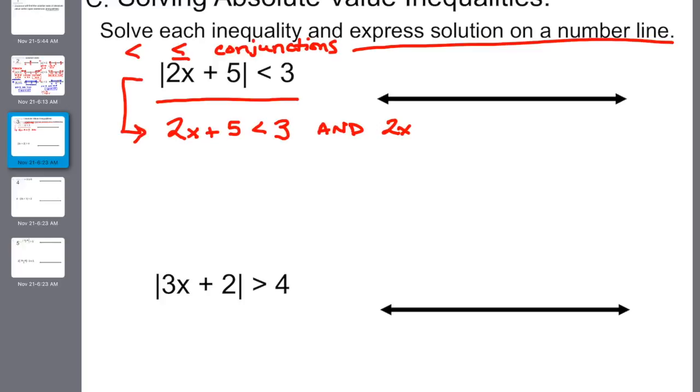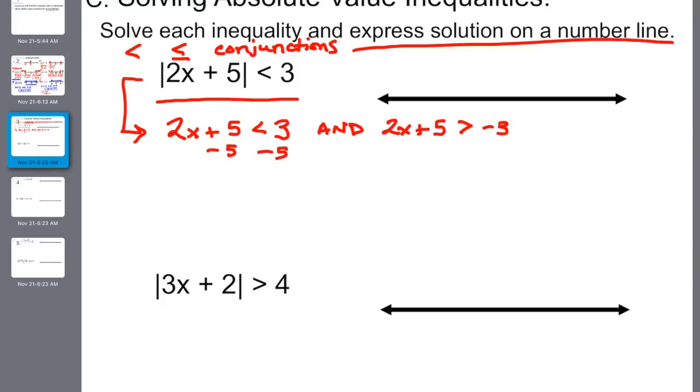I'm going to create my second one, which is going to be 2x plus 5. And remember the opposite here, if we're talking about less than 3. If you're thinking about less than 3 on a number line, let me draw a little number line here. If this is 3, we're talking about less than 3. The opposite of 3 is negative 3, and the opposite of less than would be greater than. So our second inequality is 2x plus 5 is greater than negative 3. And now we're just going to solve each of those.